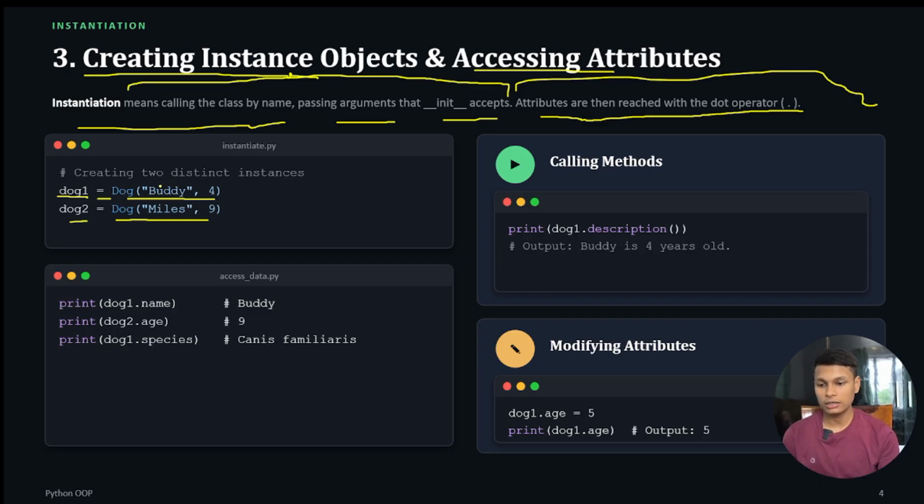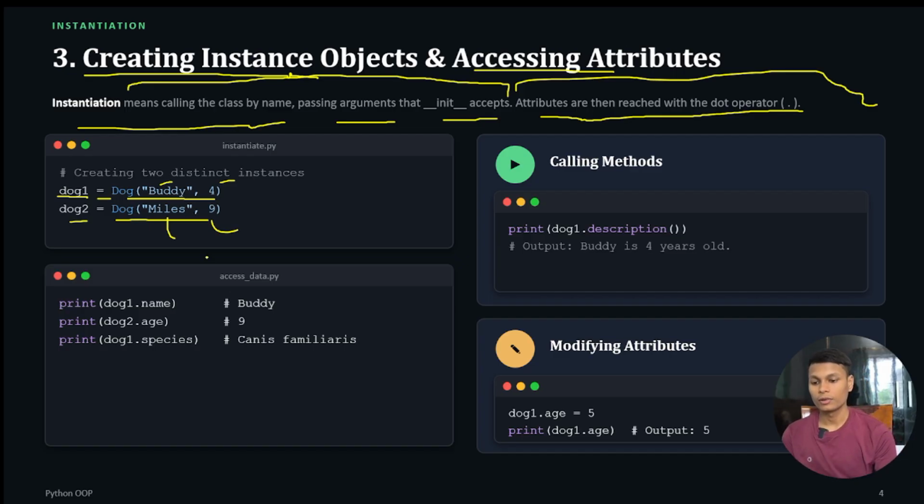Here you can see that Buddy is the name of the dog and 4 is the age of the dog. Here also Miles is the name of the dog and 9 is the age of the dog. Okay, so which type of parameter is this? If I am talking about parameter, it's a positional parameter.